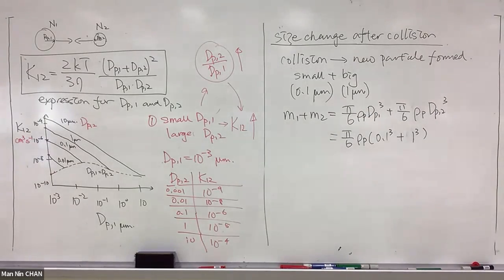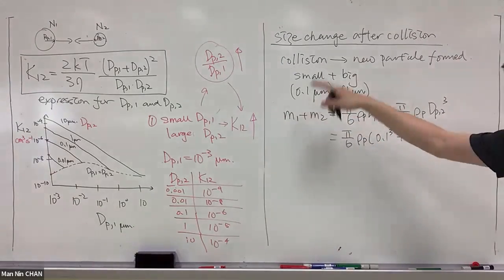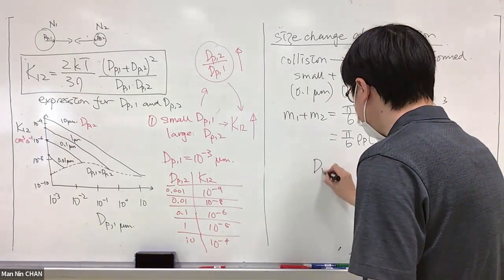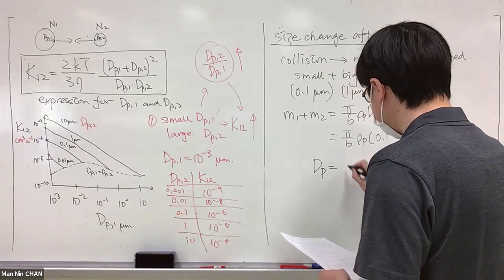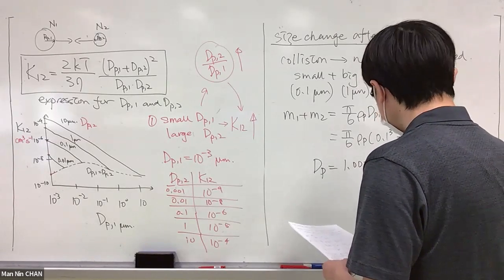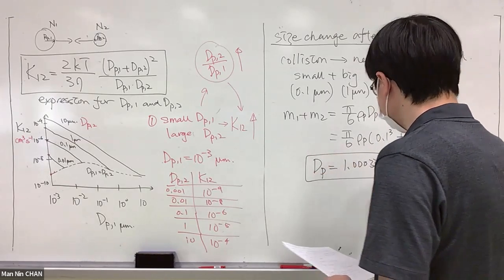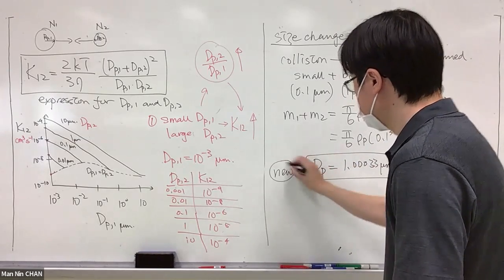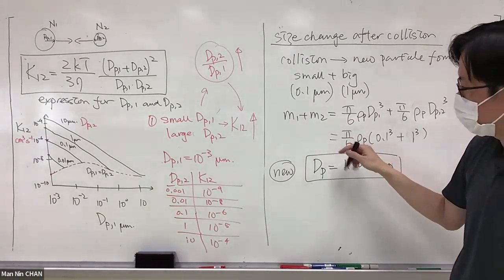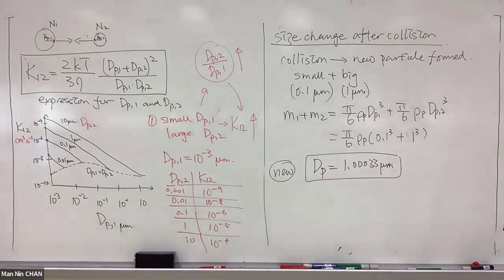And then I just want to know the size after the collision. If you know the mass, then you can back calculate, right? Assume a size or diameter for your new particle. So you will find that your new particle size will be just 0.00033. So this is your new particle, based on the mass. You can use this mass to calculate the diameter for your new particle. Let's skip the step, I think you know how to do the calculation.